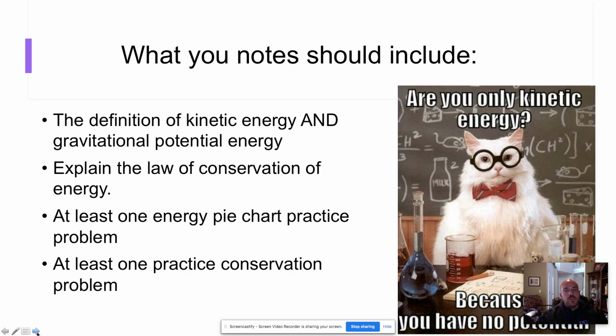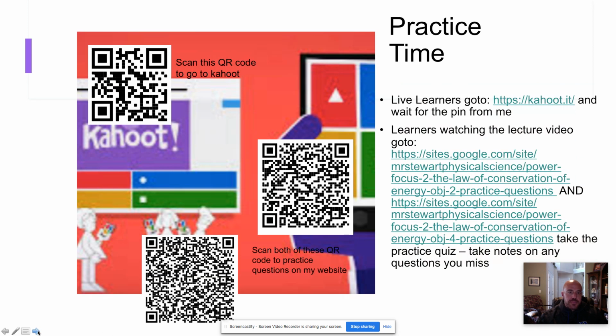All right, review. What should your notes include from today's slideshow? Definitely have the definition of kinetic energy and gravitational potential energy. Hugely important on our project on lots of assessment questions. Be able to explain that law of conservation of energy. Total energy stays the same. We can't make or destroy energy, but we can change its form. Have at least one energy pie chart practice problem and at least one practice conservation problem. So if you weren't writing those down, you were just doing them in your head, maybe rewind a little and copy one of them down so you have it and can reference it when you study.